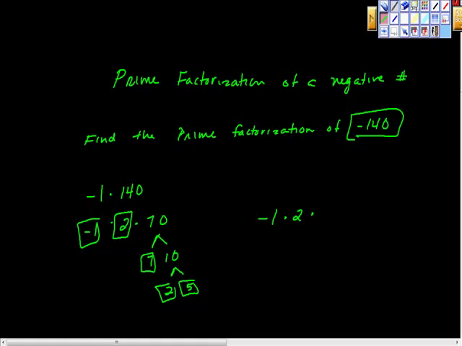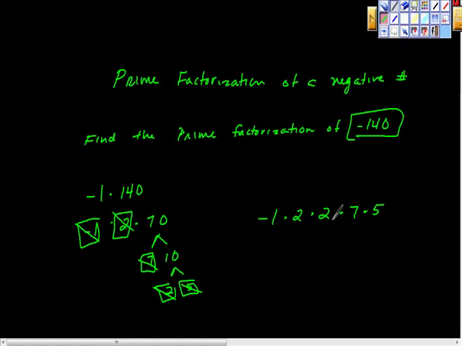So I have times 2. I use this one, I use this one, and this one here for a reason. Times 2, times 7, times 5. Used them all. Again, I'm going to check my math. When I do my multiplication backwards, I get the same number back I started with. That is the negative 140.